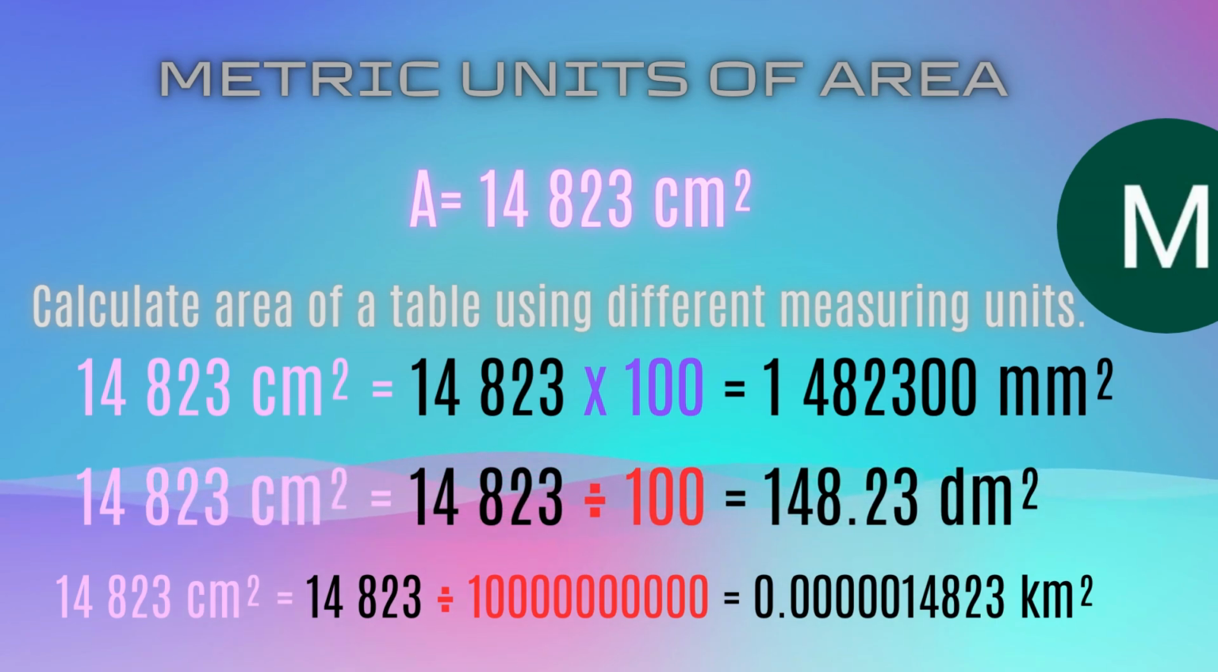Why? Because centimeter squared is smaller than decimeter squared. And in the end, when we are going from centimeter squared to kilometer squared, we are again dividing. Why? Because centimeter squared is smaller than kilometer squared, and we are dividing by 10 billion.